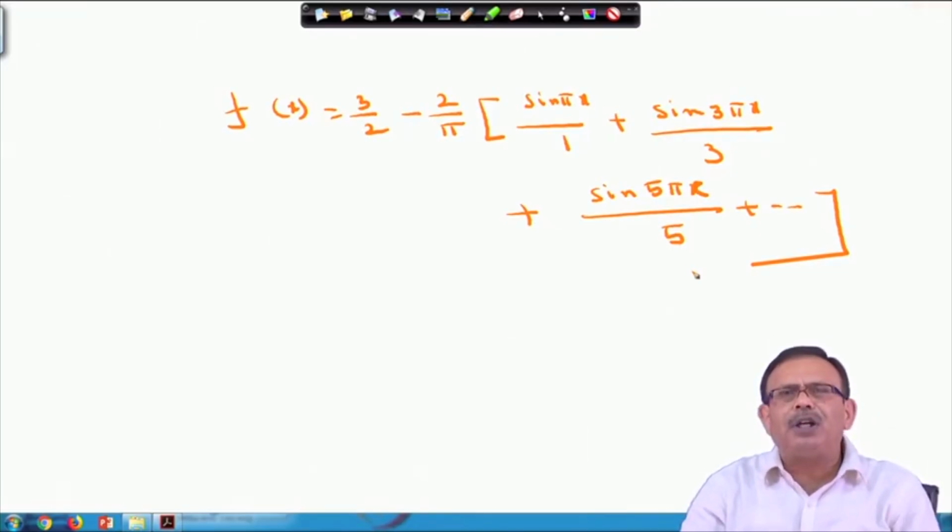Therefore, if a function f x is defined either in minus pi to pi, or in minus L to L, or if it is an odd function, or if it is an even function, we can find out the Fourier series of these functions like this way.